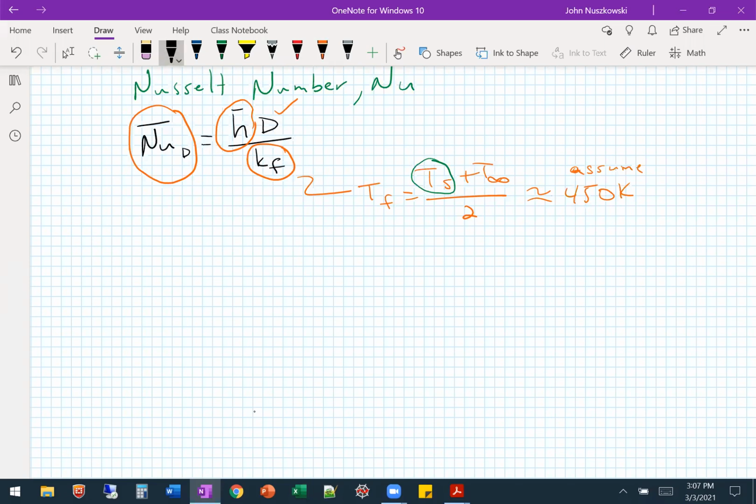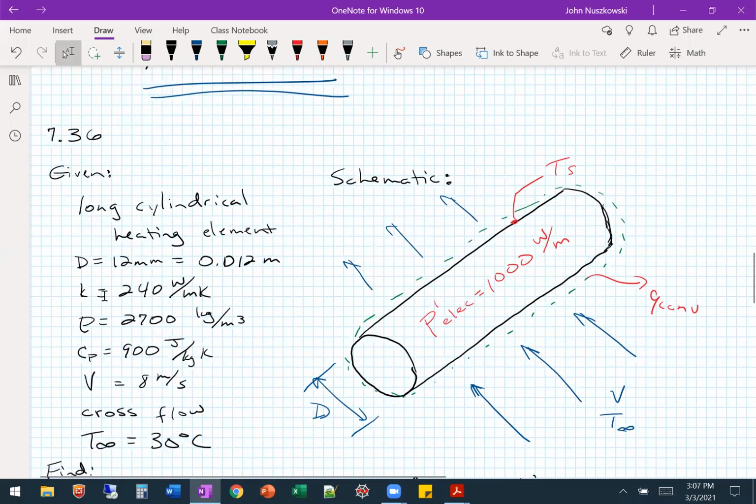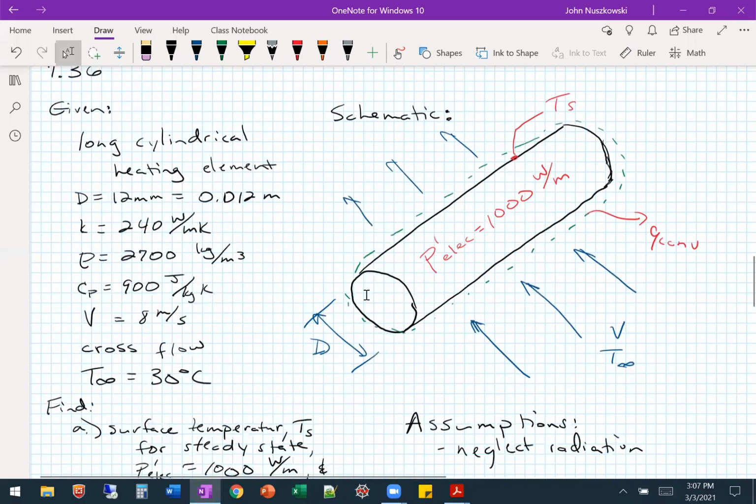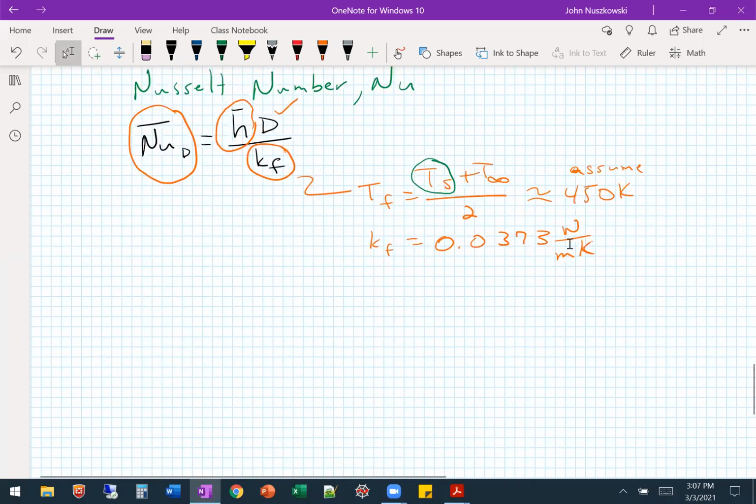All right. So if we get that, we get 0.0373. One common mistake I would see here is using the thermal conductivity that was given in the problem, which is for the heating element, not for the fluid. Okay, and the fluid's 0.0373, and the heating element's 240. So you would have 4 orders of magnitude of an error by doing that. Okay, so that's a huge kind of mistake there.